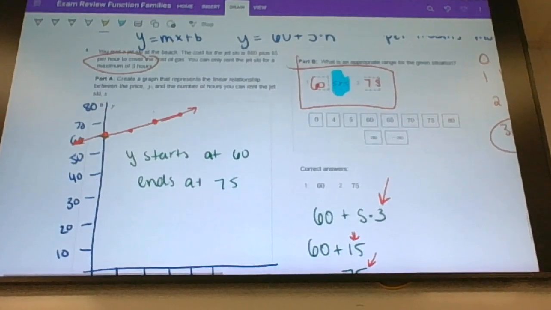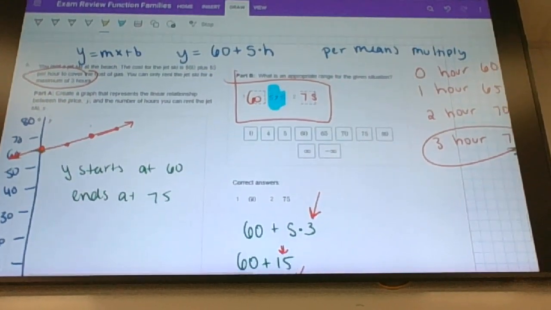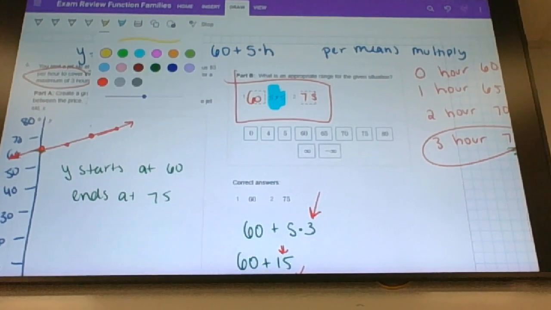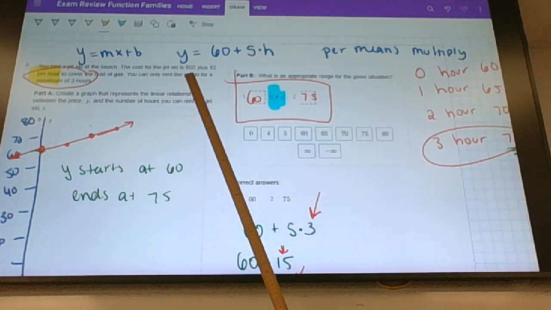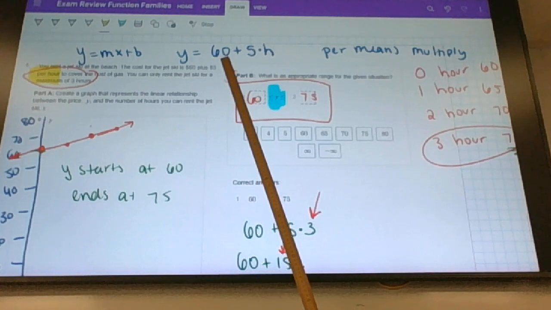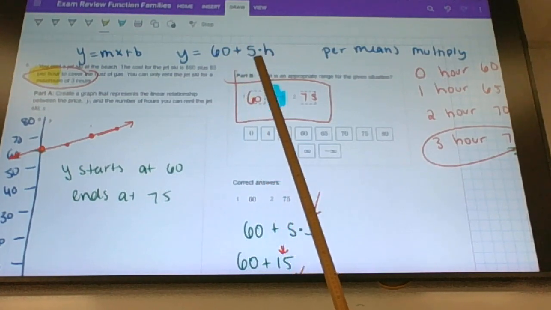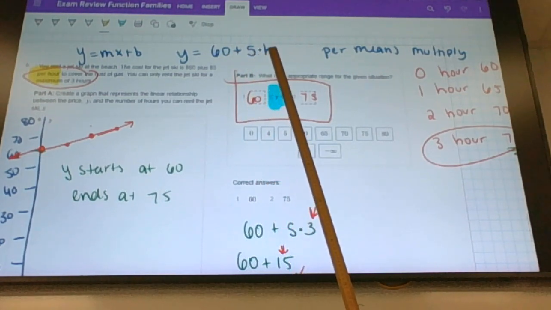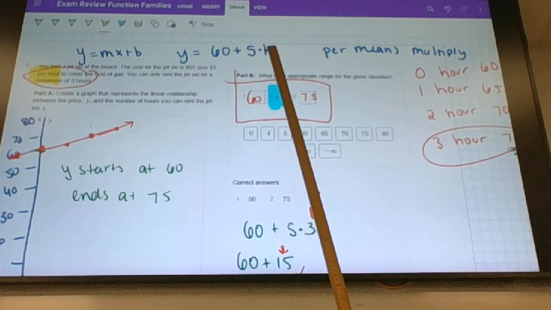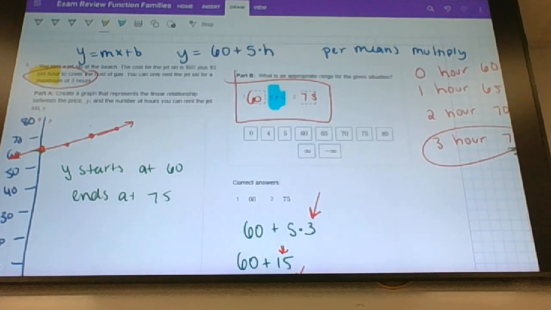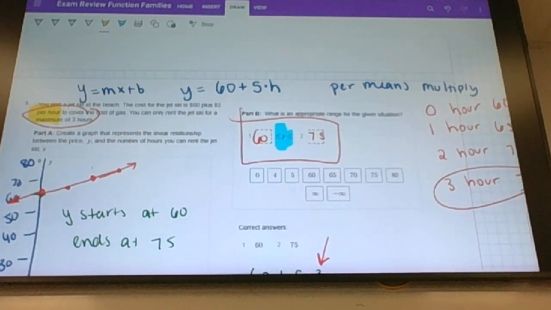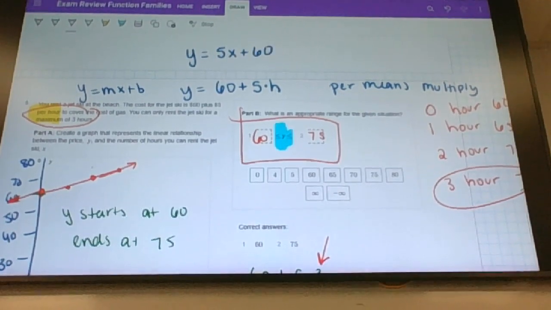All right. This one's cool. The main thing I want to remind you is this word per means multiply. So this is the cost of a jet ski. In real life, jet skis kind of cost more than this now, but it says it's $60 plus $5 per hour. Per means multiply. $5 per hour. Okay? So I have to graph this. If this was written in slope-intercept form, it would be 5x plus 60.